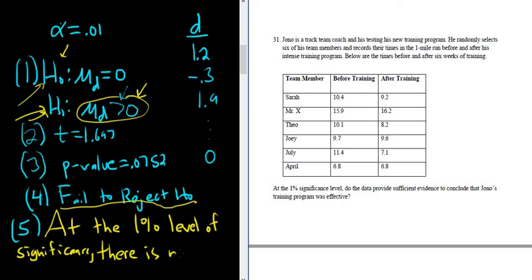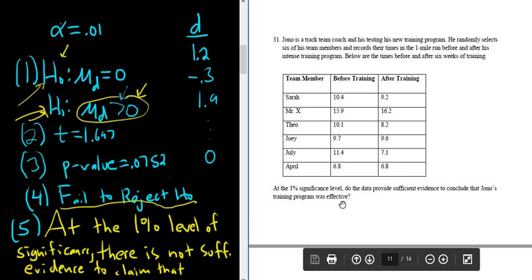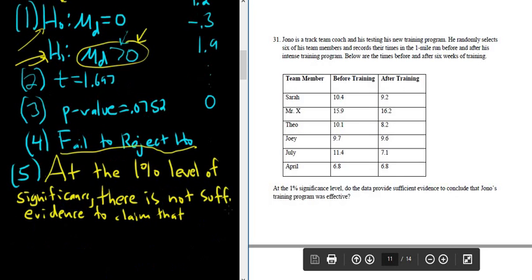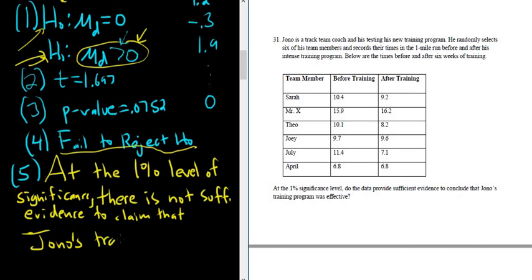So there is not sufficient evidence to support the claim that, and then you can usually just go to the last sentence, that Jono's training program was effective. Just copy-paste the last sentence, that Jono's training program was effective.